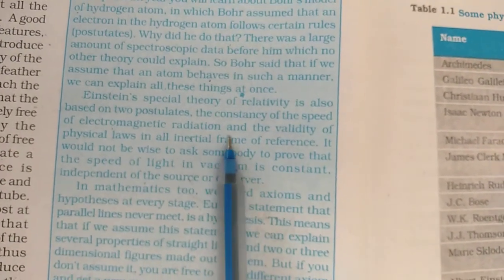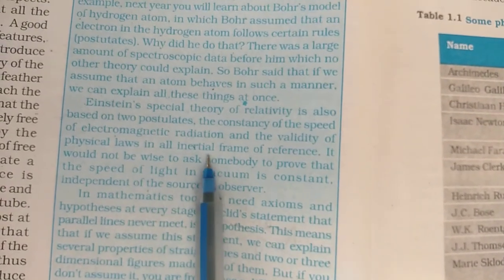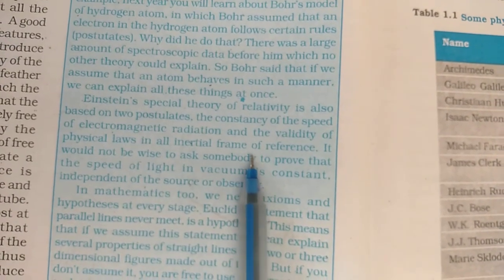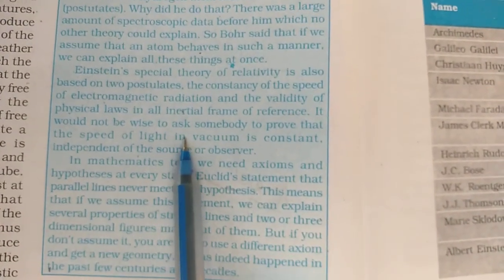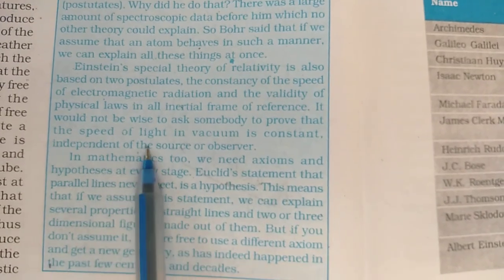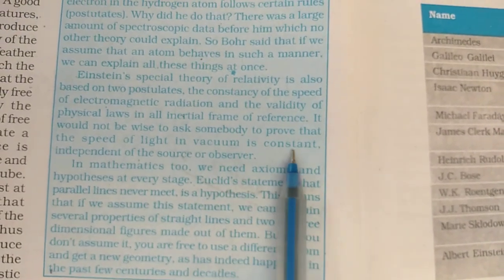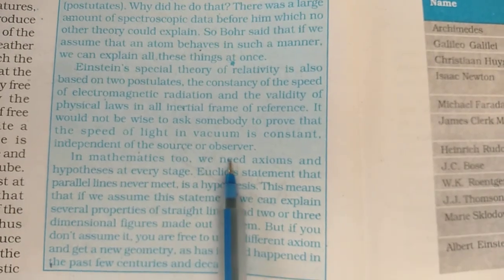electromagnetic radiation and the validity of physical laws in all inertial frames of reference. It would not be wise to ask somebody to prove that the speed of light in vacuum is constant, independent of the source or observer.